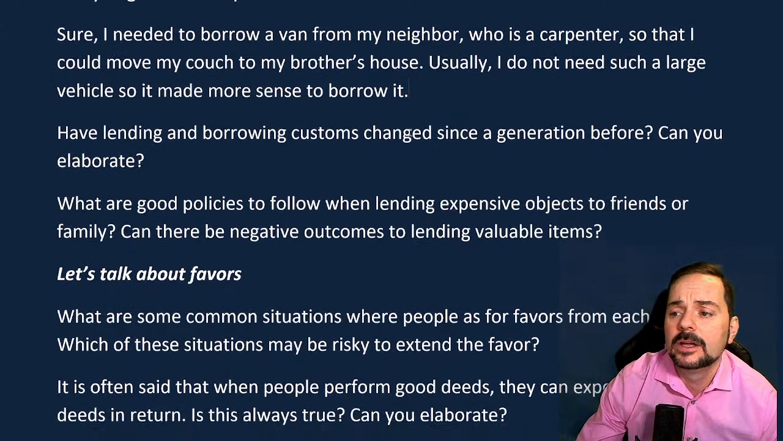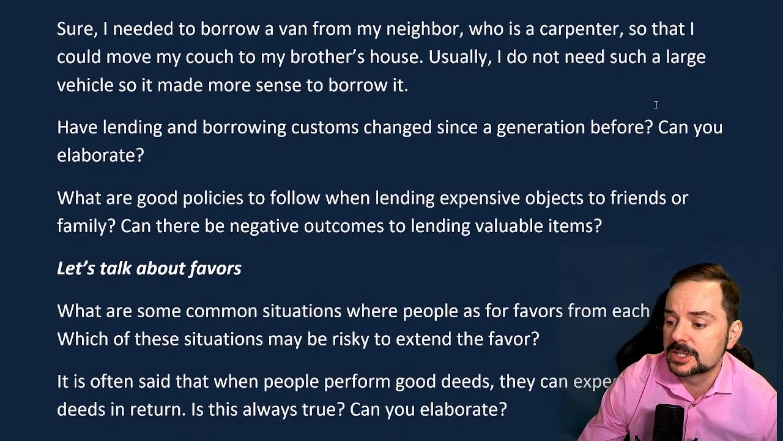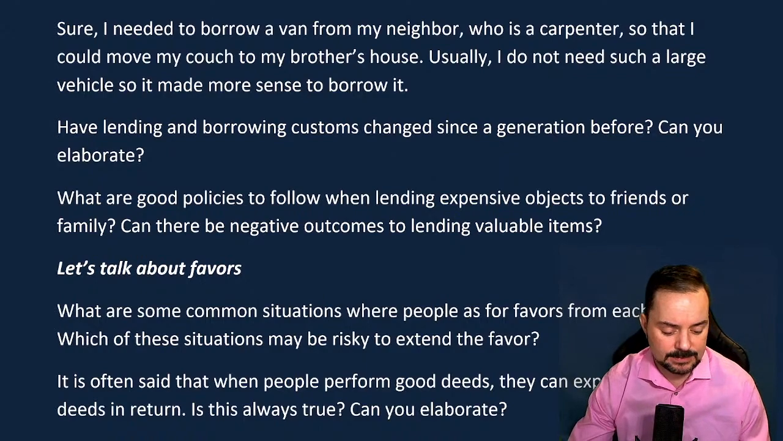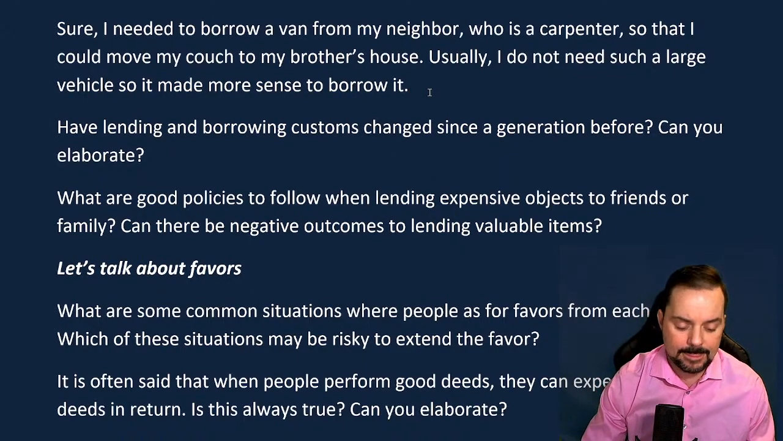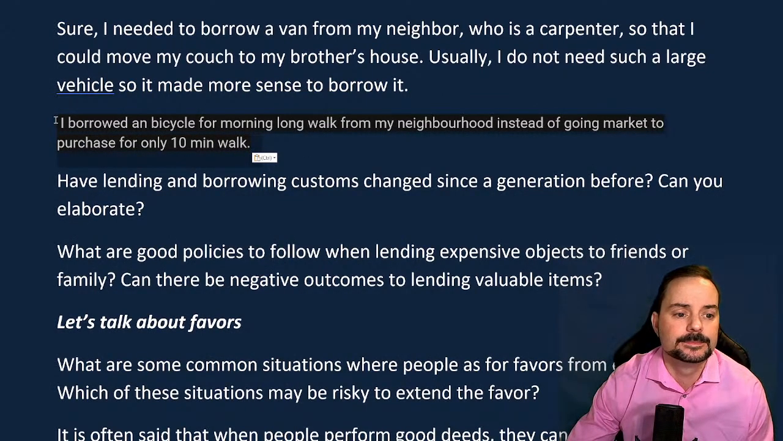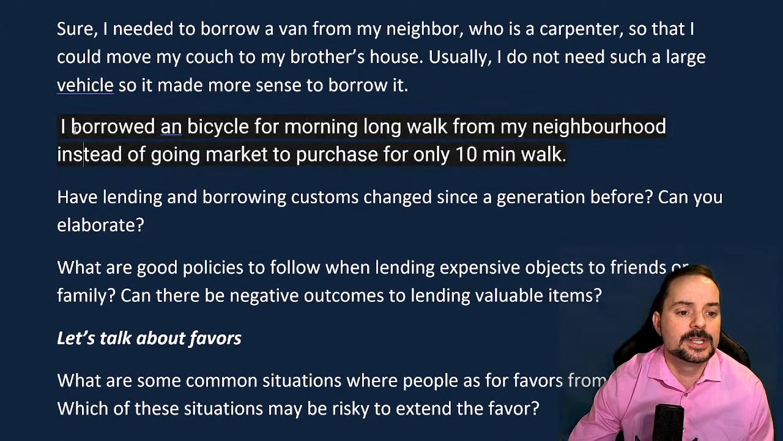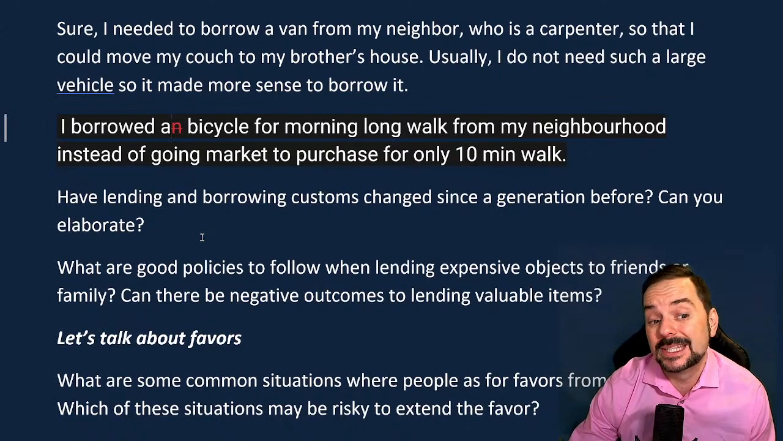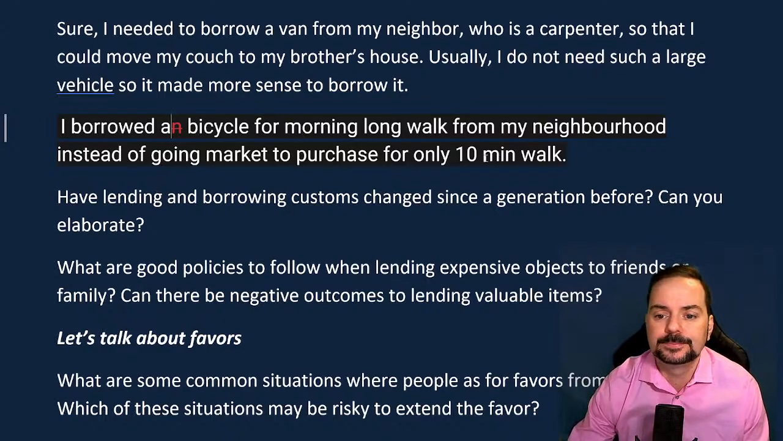Let's see if somebody else has come up with a different example of where a person borrows an item. Okay, Bakrat says, this is for an example. Okay, let's see. Bakrat says, I borrowed a bicycle for a morning long walk from my neighborhood instead of going market to purchase for only 10 minute walk. Okay, I'm not sure what you're saying, Bakrat, but I'm going to guess. So I borrowed a bicycle from my neighbor.